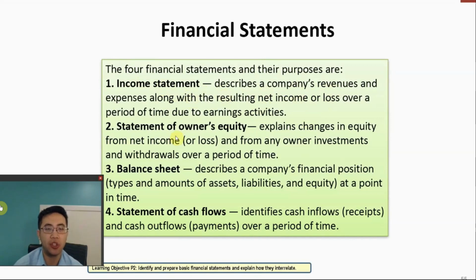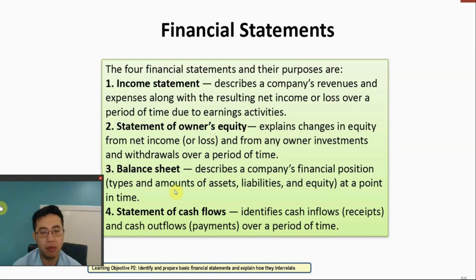And you also have a statement of owner's equity. The net income or loss you get from the income statement will go to owner's equity because the net income belongs to the owners. This financial statement explains the changes in equity from net income and from any owner investments and withdrawals. And once again, this statement of equity is for a period of time. This could be a 3-month period for a quarter. It could be a 12-month period for a year.